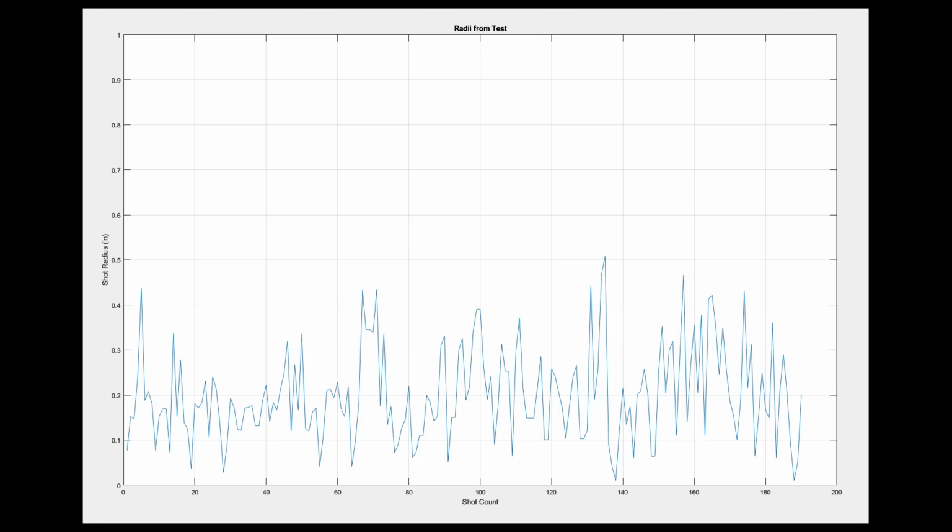And I plotted up each radius from the test. Now, there's still a lot of variability in individual shot radii, just like with group size. But I have 190 data points now instead of 38. And more data is usually better.